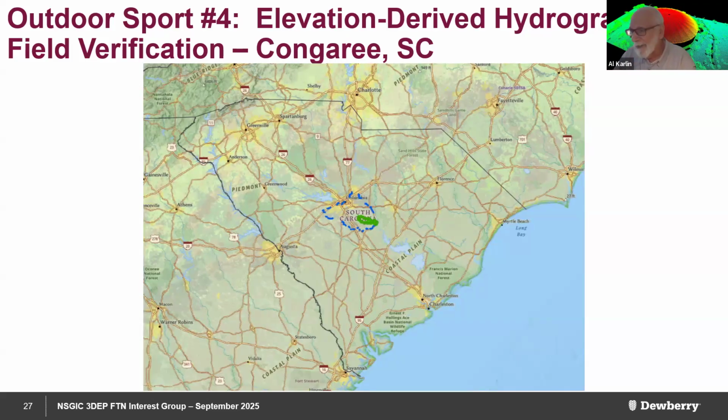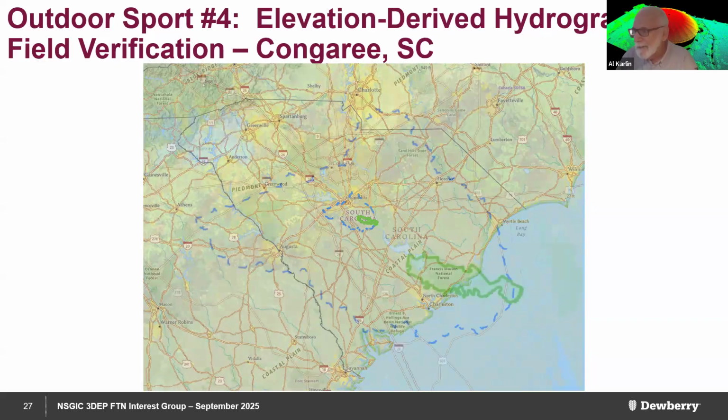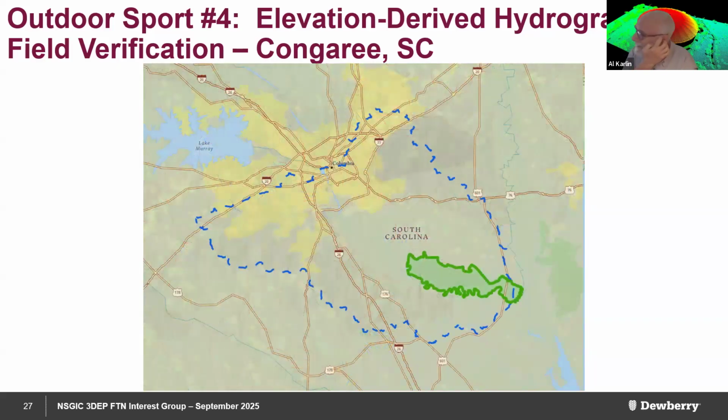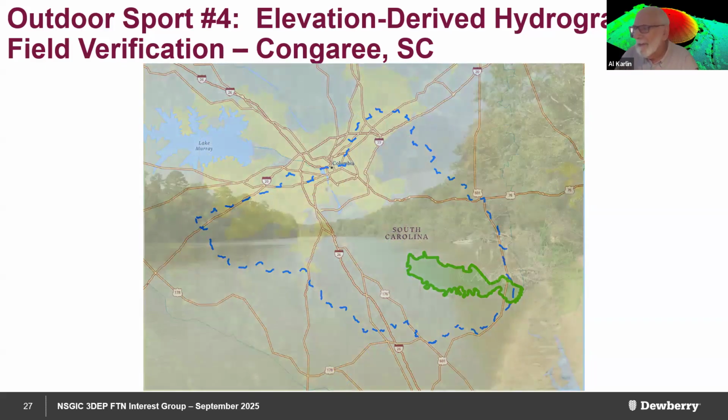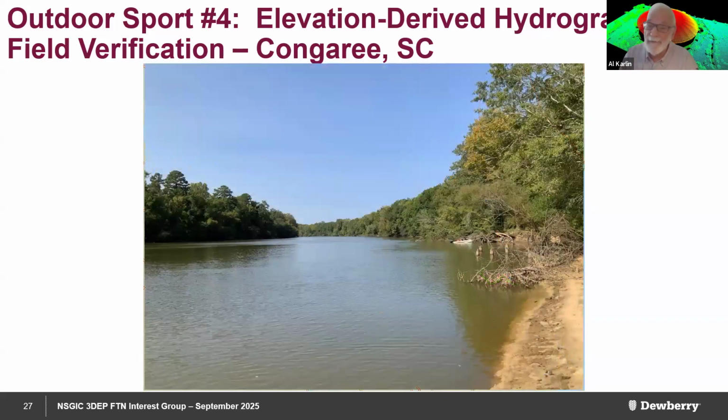This little green polygon is the Congaree National Park, which is great for outdoor sport. And zooming in, you really can't tell from this image, but you'll have to take my word for it. The south border of the park is in fact the Congaree River. This is a picture of the Congaree River that I took in July of 2024 while hiking through the Congaree River National Park.